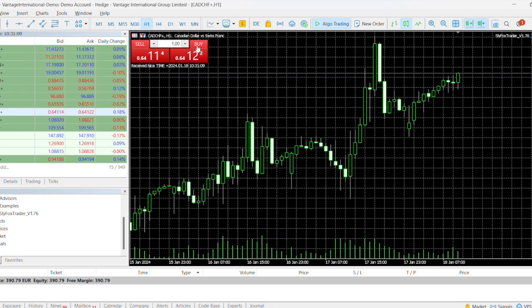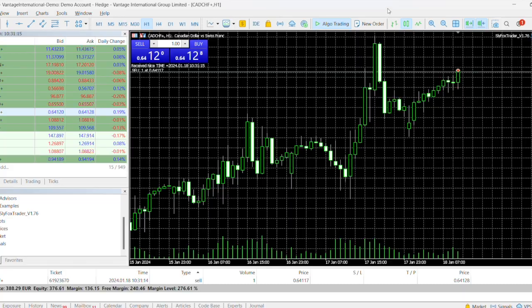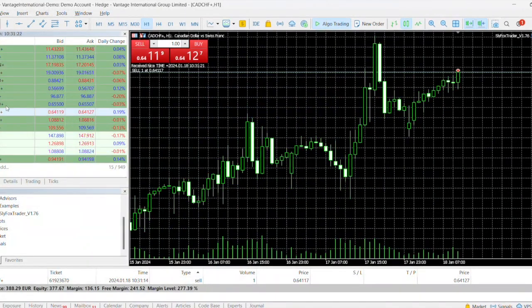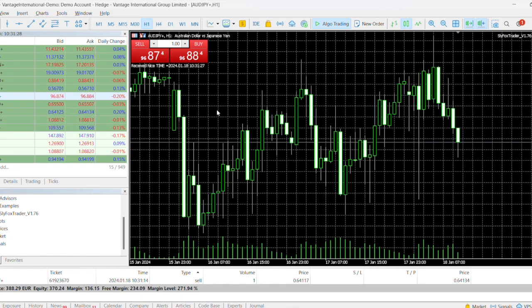We will put, check if it has been opened here as well. Perfect. So Canadian dollar, Swiss franc. Let's try this as well.